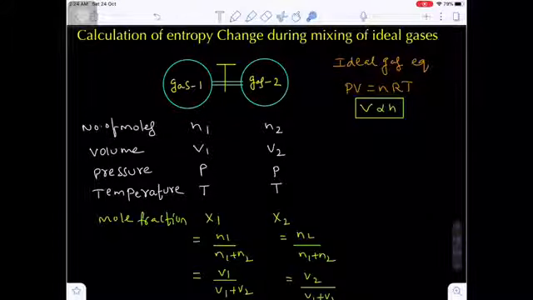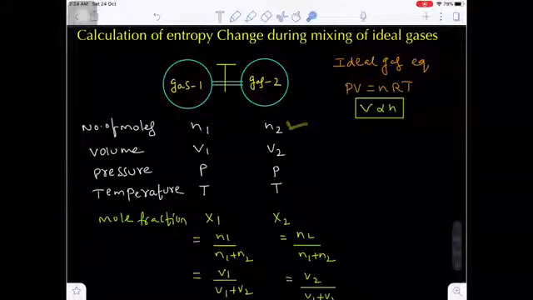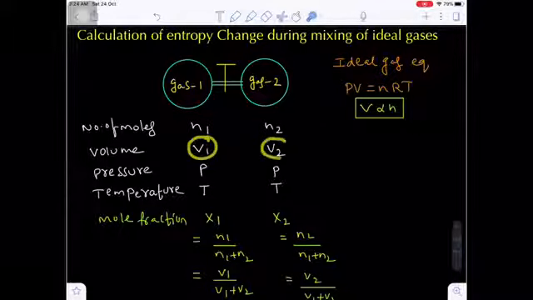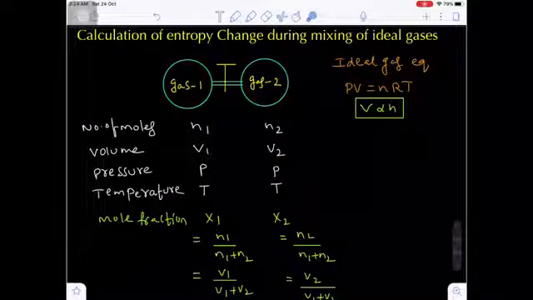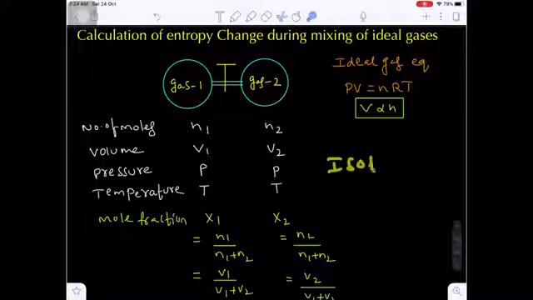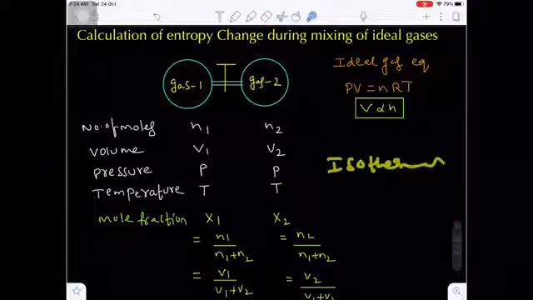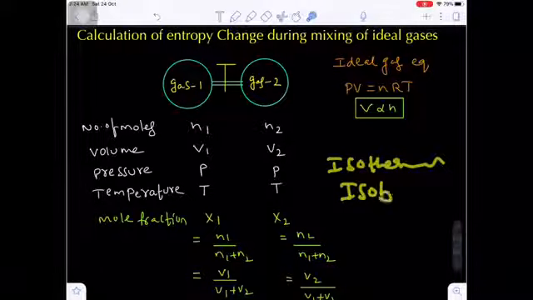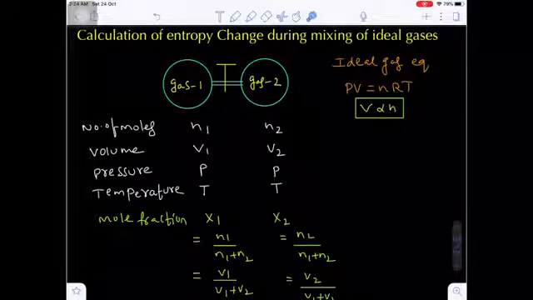Now here the number of moles in the left hand side bulb is N1 and in the right hand side is N2. Left hand side volume V1, right hand side volume V2, and we are considering pressure and temperature to be constant. That means this is an isothermal process and also an isobaric process. Pressure remains constant and also temperature.